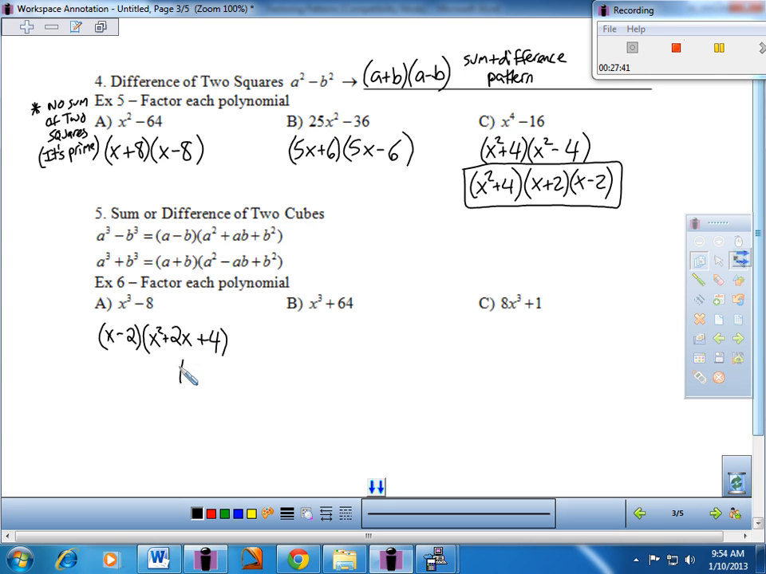By the way, this is always going to be prime. This quadratic right here can't be factored. So I'm just going to write prime on that. You don't have to if you don't want to, but that quadratic will be prime.